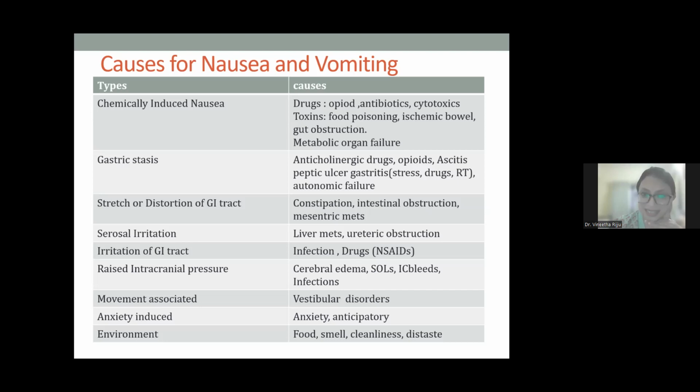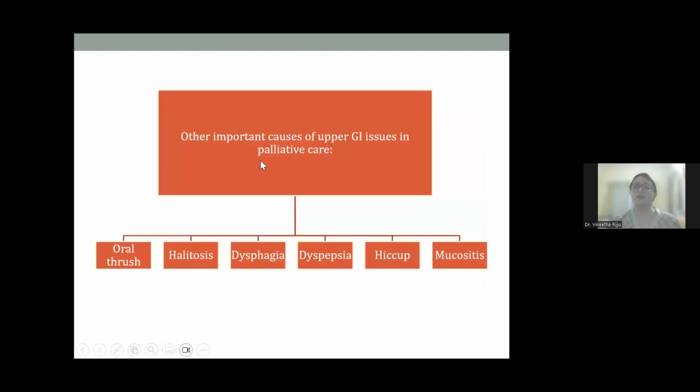Yes, we have also answers coming here, like yes, it can be drug interactions, it can be mets to the brain, or it can be migraine induced. Yes, these are all different reasons that we have to investigate and find out. On clinical examination, another important thing that we have to look for is oral thrush.